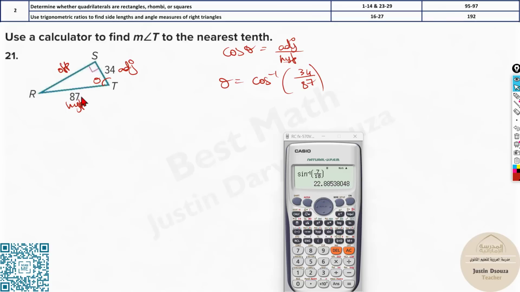This has to be the hypotenuse, which is opposite the 90 degree angle, the biggest side. So now we'll substitute cosine inverse of 34 divided by 87. You need to close the bracket properly, and the answer is 66.99. Now, nearest tenth. There's a 9 in the next place, so this number will change again. It'll be 67.0 degrees because I've clearly said it's the tenth.